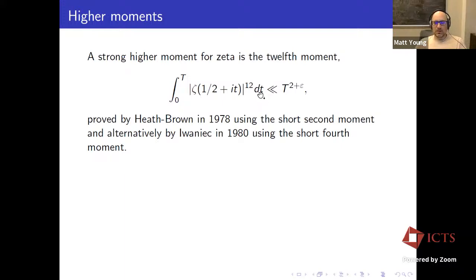And so Heath-Brown's paper, or his method, uses these short second moments that I listed on the previous slide, and then Ivanets also got this 12th moment bound using the 4th moment instead. So these shorter versions of the low moments were used to give information about the higher power moment.